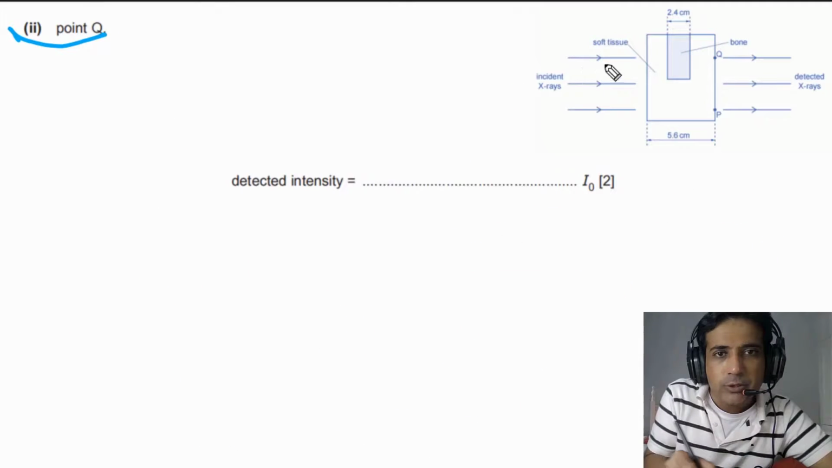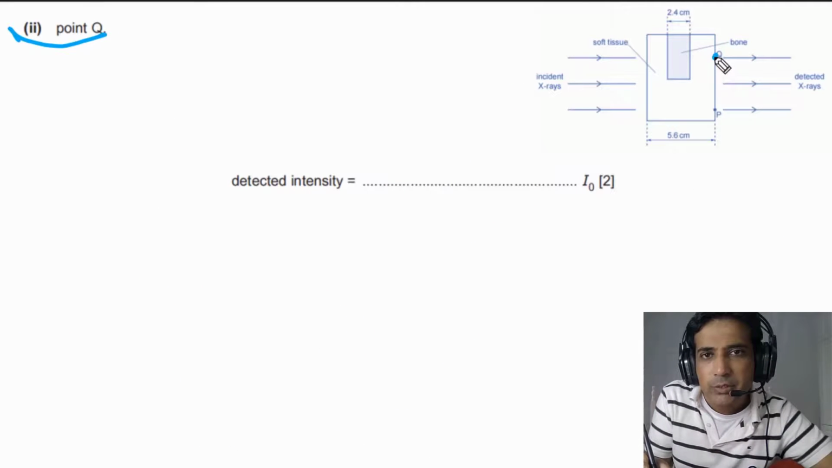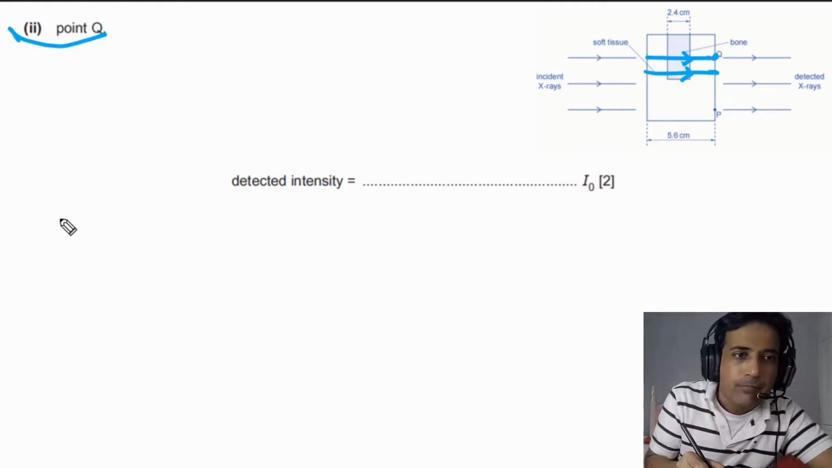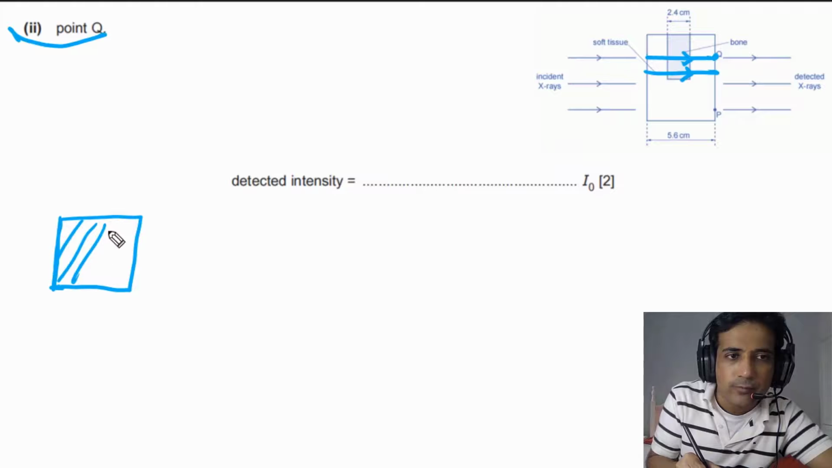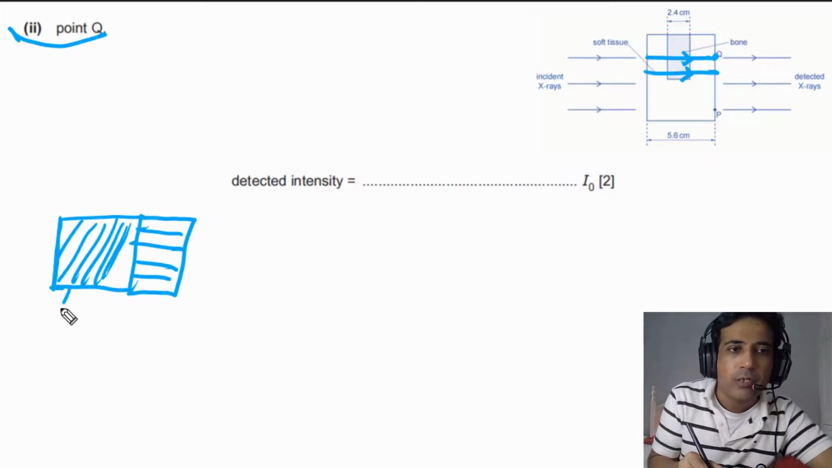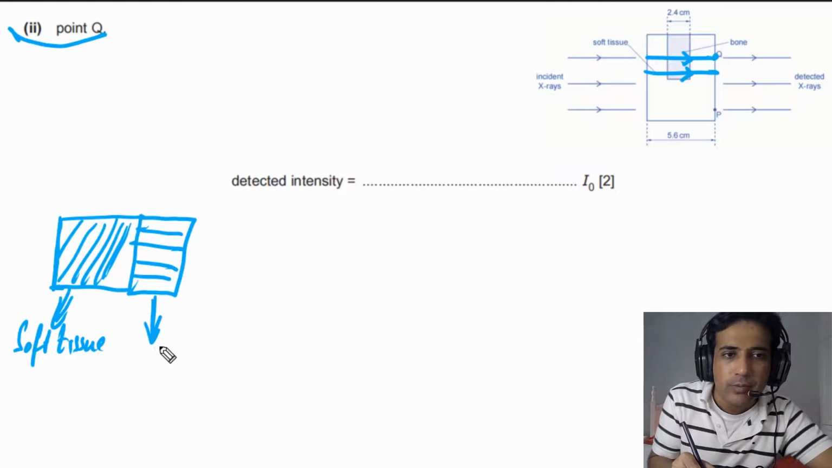For the second part, we need to calculate the intensity at point Q, meaning the intensity of detected X-rays at this point. But in this case, X-rays will pass through soft tissue and they will also pass through bone. So we have two different media in this case. Let's try to understand this one in detail. Imagine that we have soft tissues. So this is soft tissue and we have bone. So the second medium is bone. We can also label this one. We have soft tissue first of all. X-rays will pass through soft tissue, then they will pass through bone.